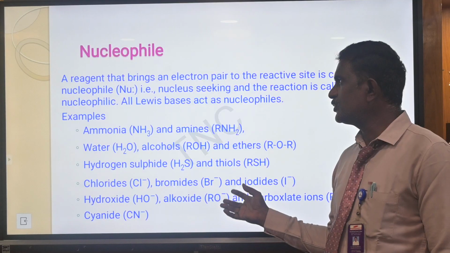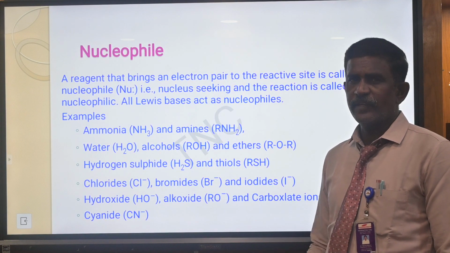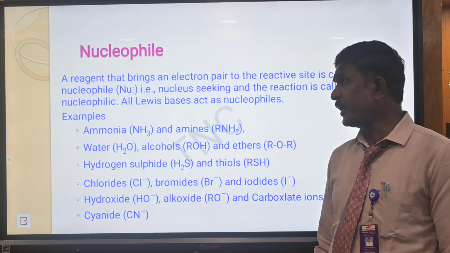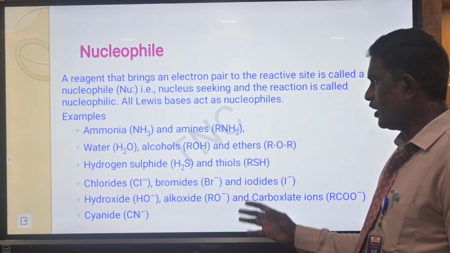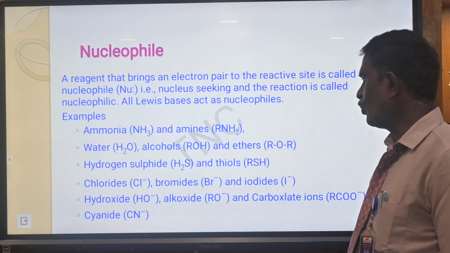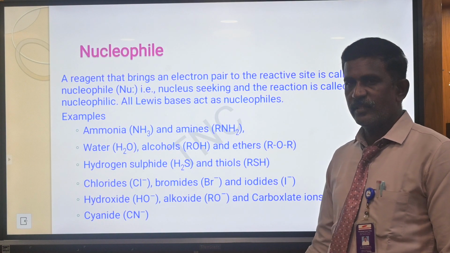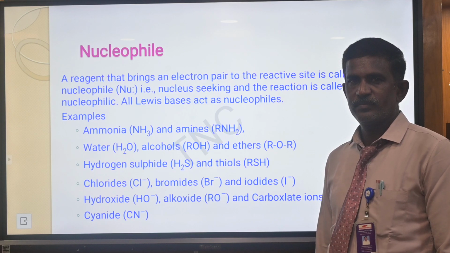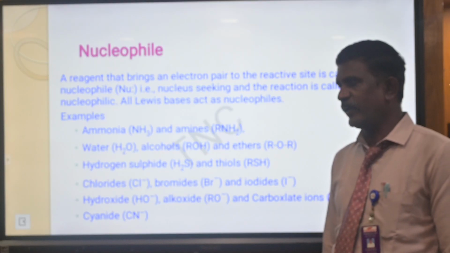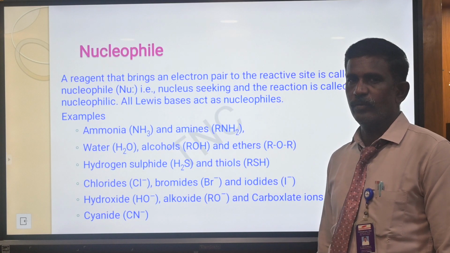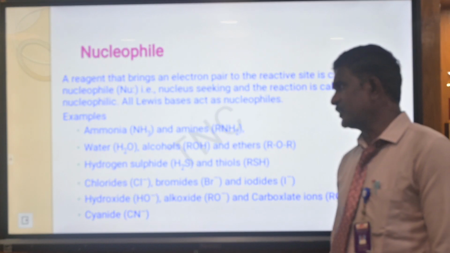Compounds having lone pairs, or negatively charged species, can act as nucleophiles. Lone pair containing compounds like ammonia, amines, water, alcohol, hydrogen sulfide, ether, these kinds of molecules. Though neutral, they have an excess electron pair, that is a lone pair available, so they can donate their lone pair to any reaction site, particularly electrophilic centers.